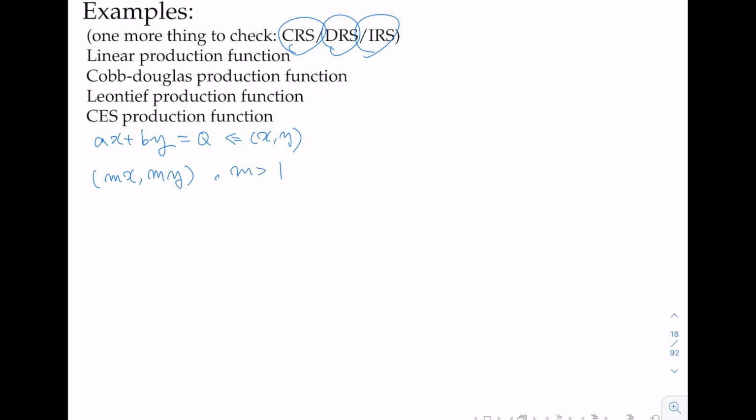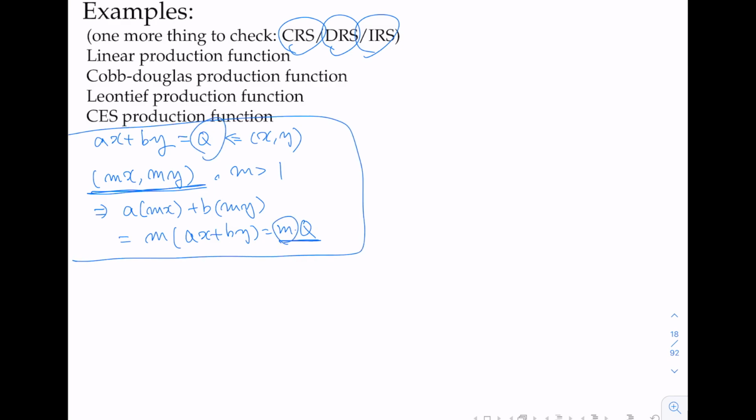So now let's say you increase X and Y by multiplying by M, where M is larger than 1. That means the output will be a times mx plus b times my. That is M times (ax plus by), which is M times Q, right? So this is a constant return to scale. If you multiply input factors by M, the output will be the previous output multiplied by M. Okay, so this is the CRS. So linear production function is a CRS function.